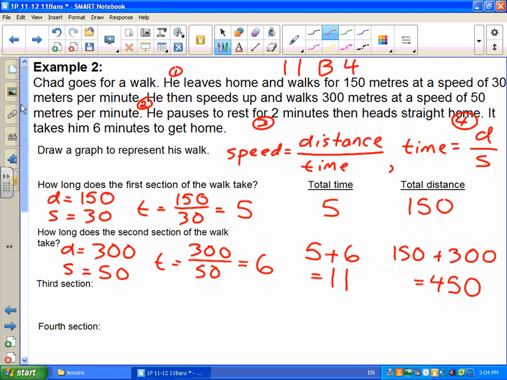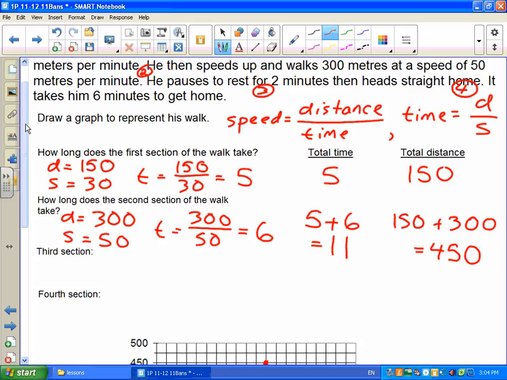Okay, we're on to the third section of the graph here. What happens in section 3 here, Drake? Okay, third section. So where's our description for the third section? It's right here. He pauses to rest for 3 minutes. So what's the line going to look like? Yeah, it's going to be flat. So it's 3 minutes and it's going to be flat.